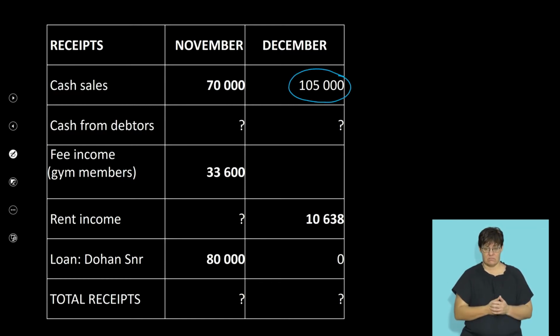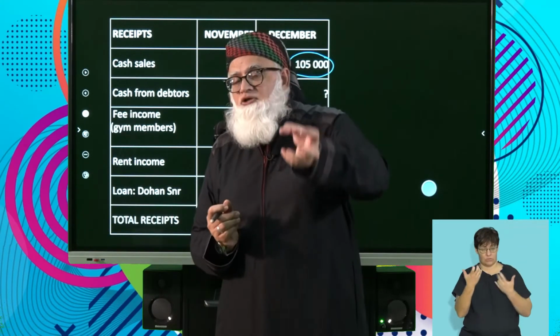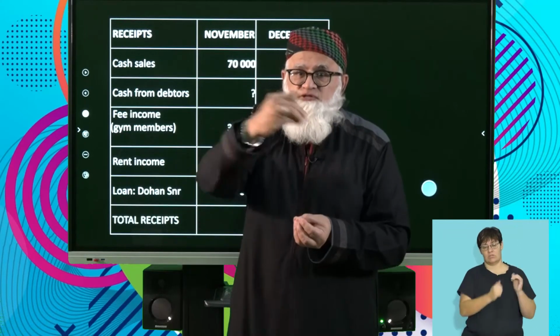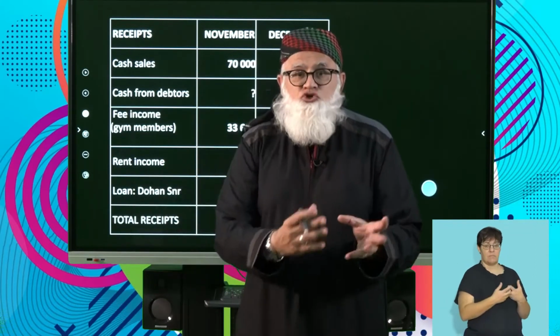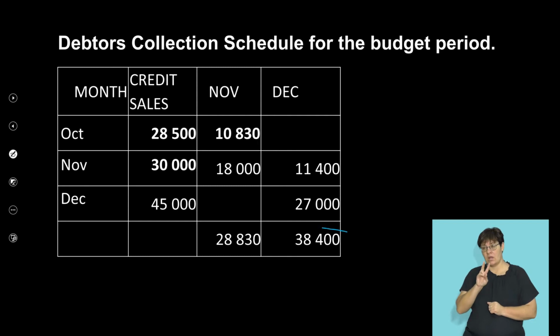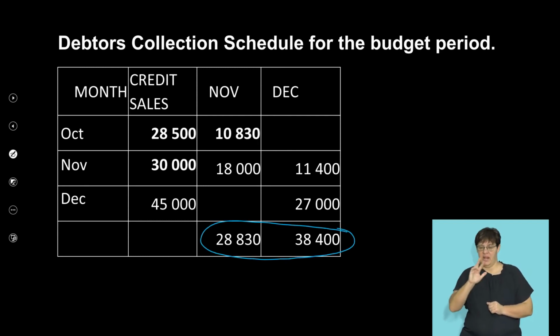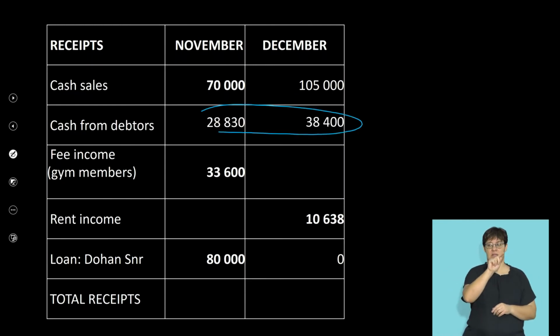Now, when you're looking at your cash from debtors, understand that your debtors collection schedule that you've already calculated fits into your cash budget. That means whatever you've calculated in your debtors collection schedule, those figures will slot into my cash budget. Let me show you. Watch here. Can you see the 28,830 plus the 38,400 is what we've calculated. So therefore, there you see it. 28,830 plus the 38,400 is what slots into my cash budget.